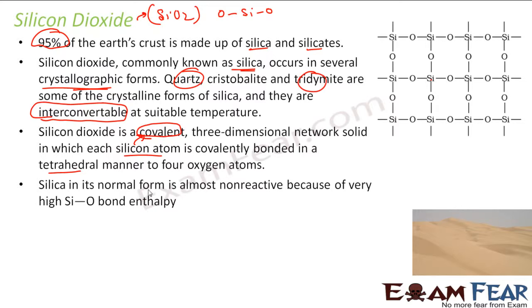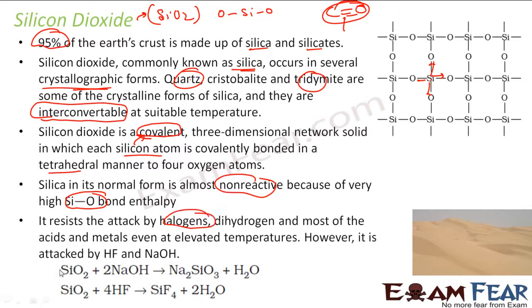In its normal form, it's almost unreactive. Why? Because the bond is very strong. Same thing as I told you, carbon monoxide should be basic but is neutral because the carbon-oxygen bond is strong. Here also it is strong. You see all this silicon, it's all tied up, and the bond energy is very high. So it's almost unreactive. That's why sand is very, very unreactive.